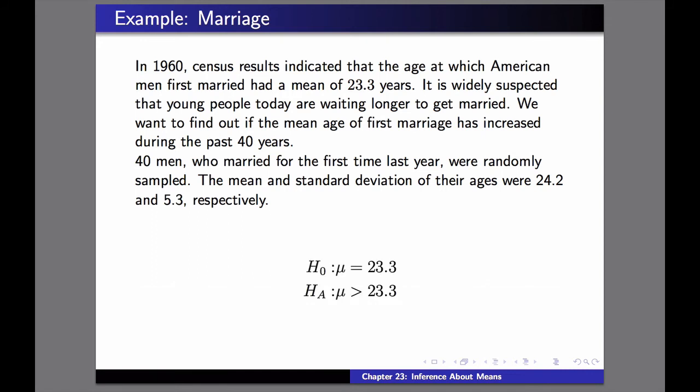Let's start out with just stating our hypotheses. My null hypothesis is that mu hasn't changed since 1960. The average age in 1960 was 23.3 years, and so that's my default, my go-to value for the null. What's the alternative here? Well, we're asking the question: has it increased? Is it larger? And our sample shows that it's a little bit larger. So now we're going to find a p-value and see, is this statistically significant?